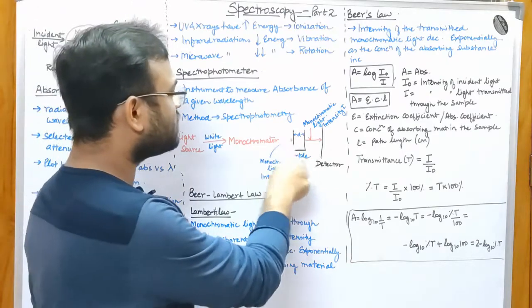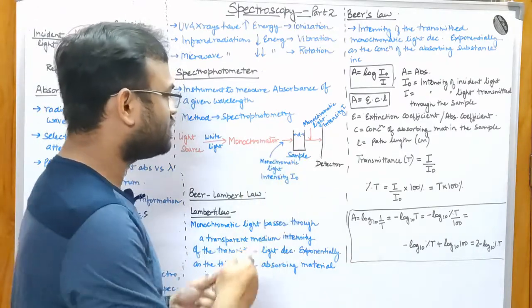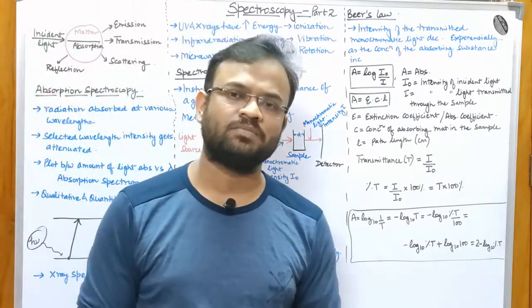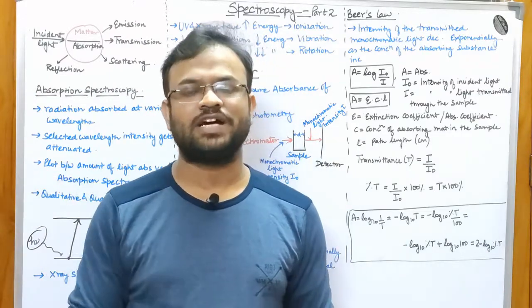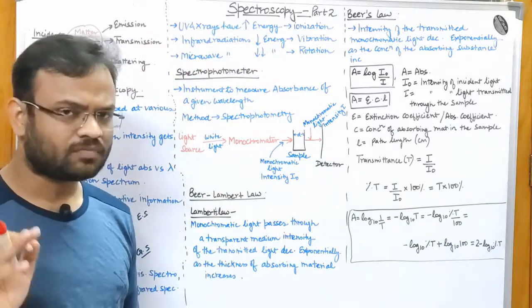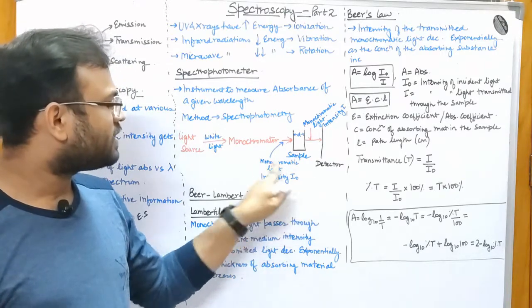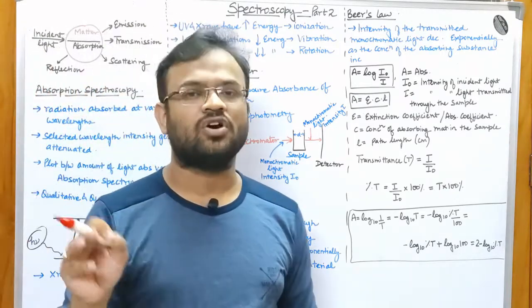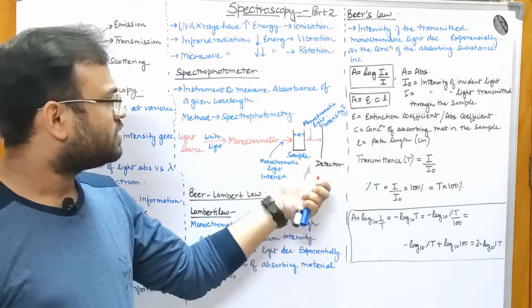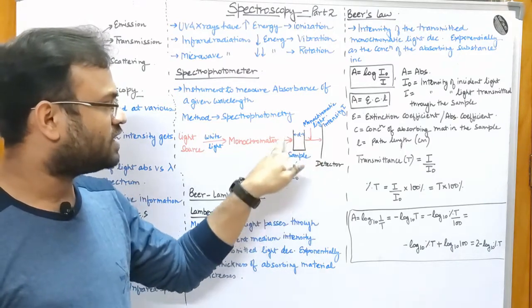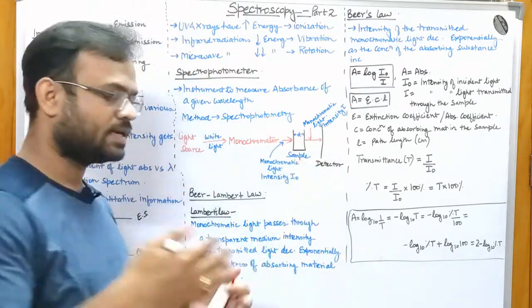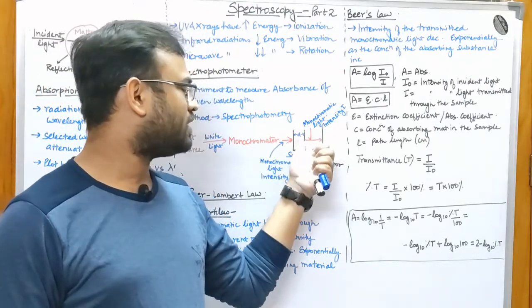That means after the monochromator, the light that is passing over here is monochromatic light. What does monochromatic mean? Mono means one, chroma means color, so light of one color, or in other words, light of a particular wavelength. This monochromatic light has an intensity that you call I0, and there is a sample that you have put inside a cuvette, and this cuvette has a diameter of D. I have written D over here.